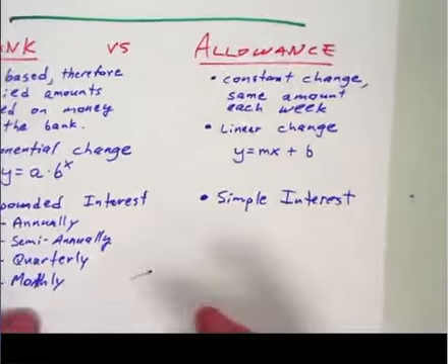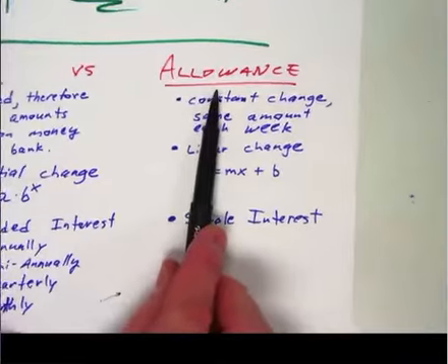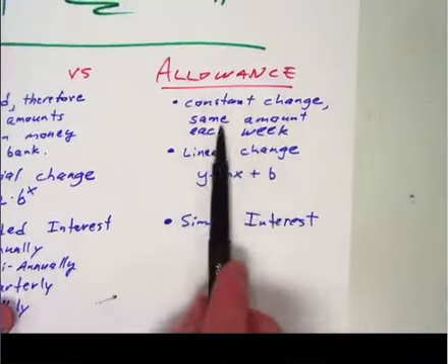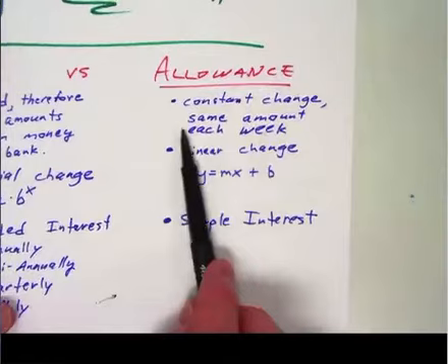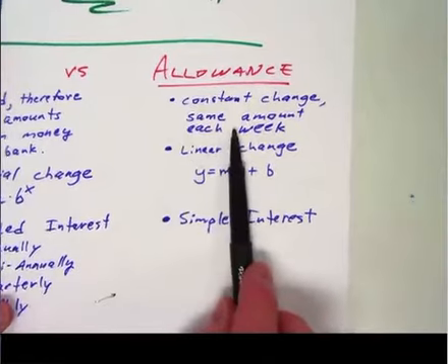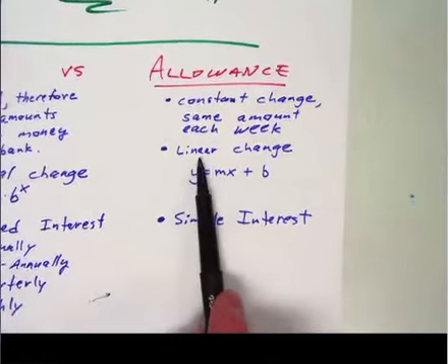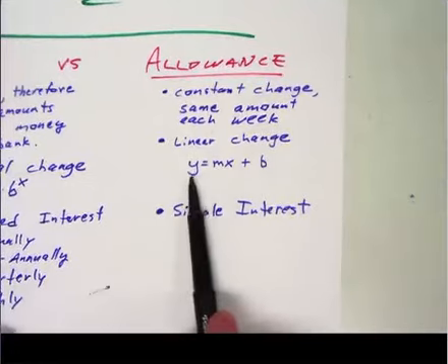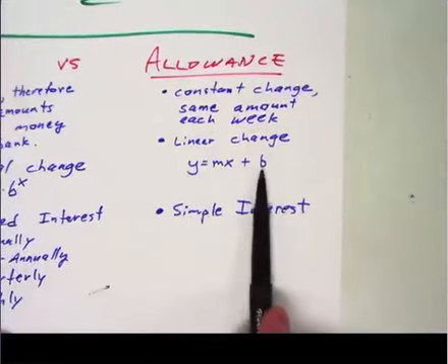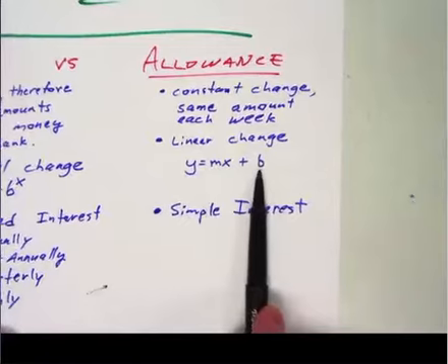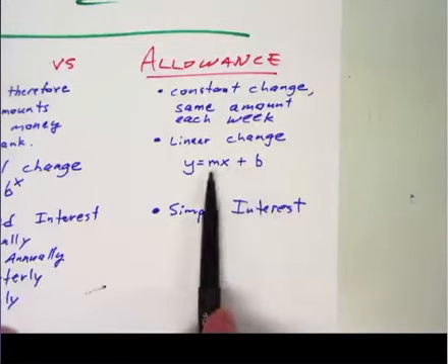Over on the linear side, or kind of like you can think of it as an allowance side, it's constant change. You go up by the same amount each week or each month or each year, whatever it is. It's a set steady rate. Well, set steady rates are linear. That's linear change. It's along the lines of y equals mx plus b. b would be the initial value, the money that you put in the bank. I put in $20, put in $100, whatever, and then your slope or your m is what it's going up by.